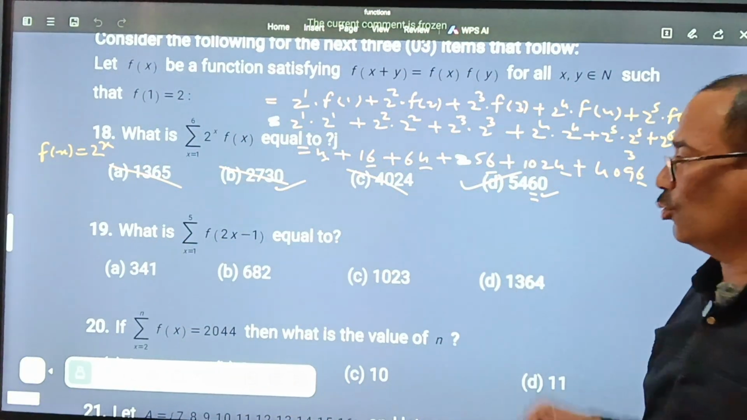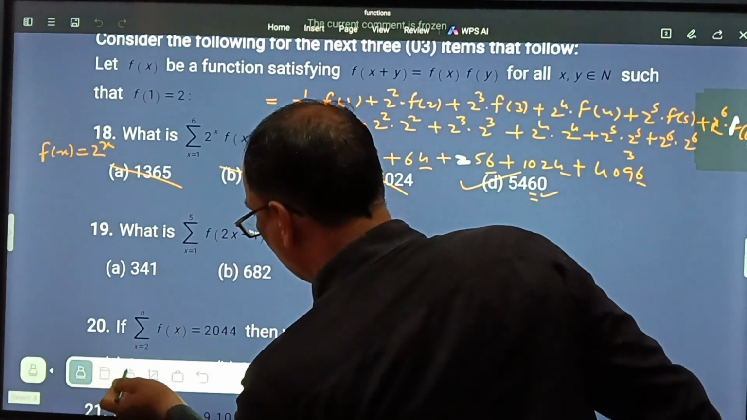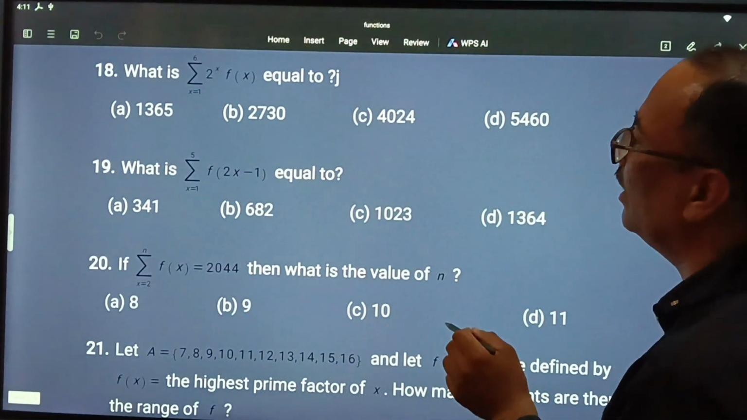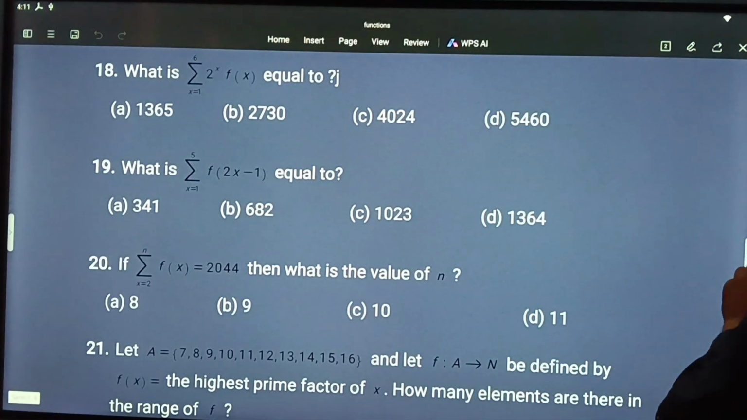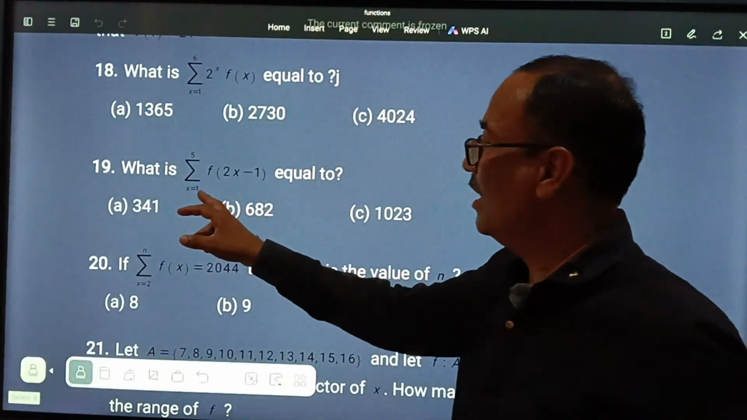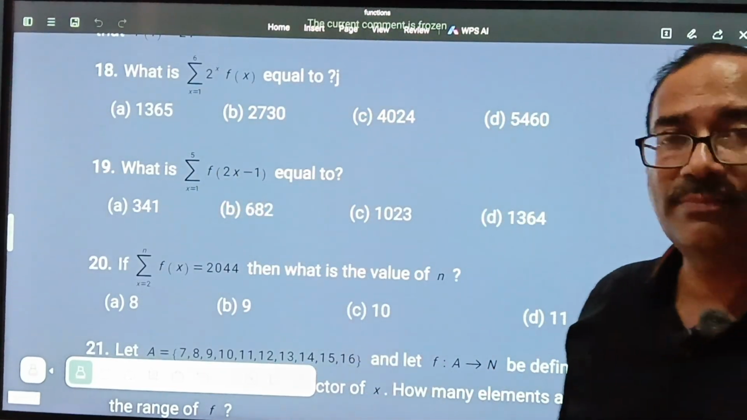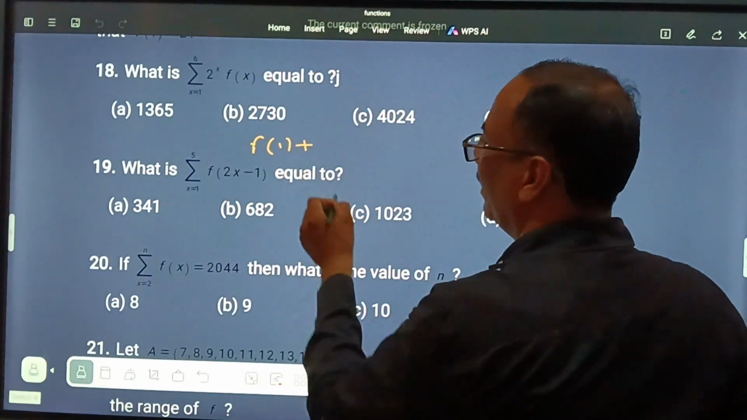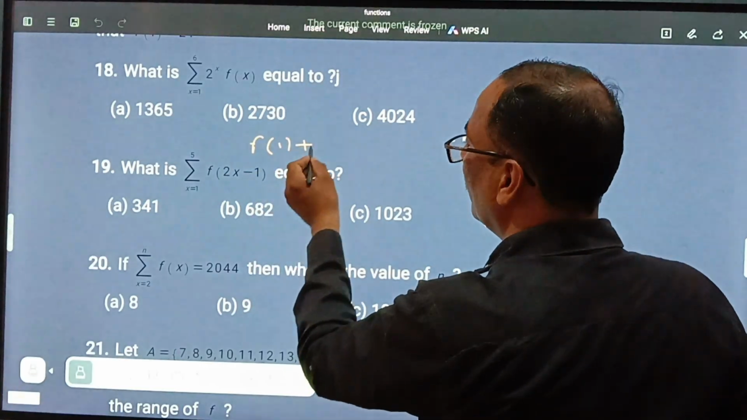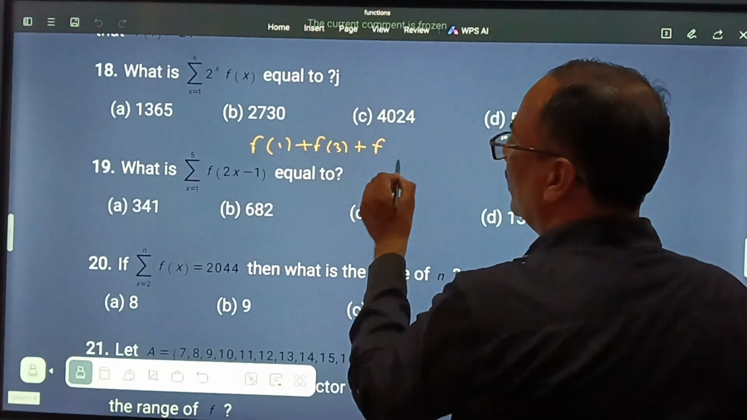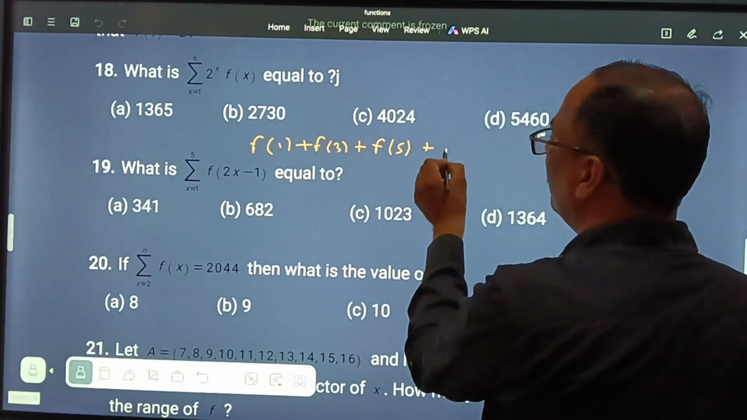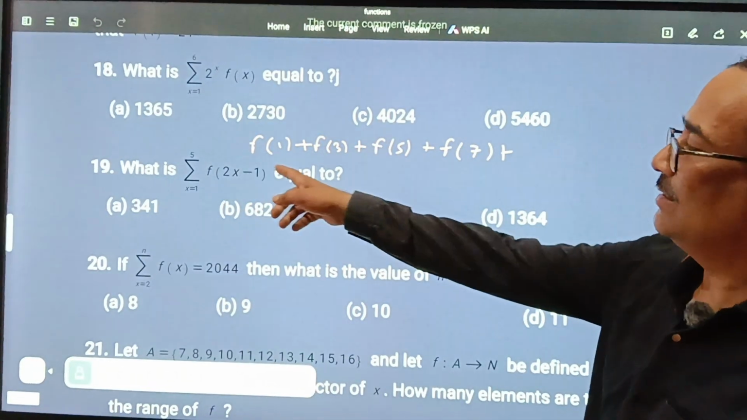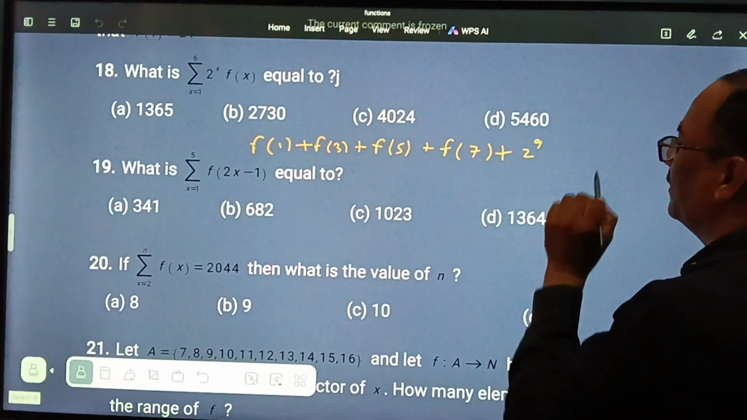Now we can check the next question. Next question is what? The function is the same, and we have to find the value of sigma x equals 1 to 5 of f of 2x minus 1. So when we put x equals 1, what is it? f of 1. When we put x equals 2, what is this? f of 3. 3 twos are 6, that is 5, 7, and when we put x equals 5, what do we get? 5 twos are 10, 10 minus 1, that is 9.